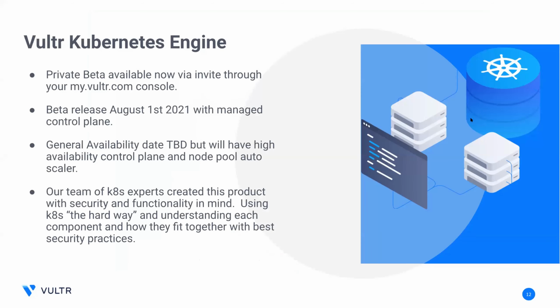So we are also launching the Kubernetes engine product. Private beta is available today, and you can activate that invitation in your VULTR console. Our beta release is in the next 2 weeks, that should be pretty fun. And then the general availability, hopefully this year, and it will have a high availability control plane with node pool autoscaler available when it becomes generally available.